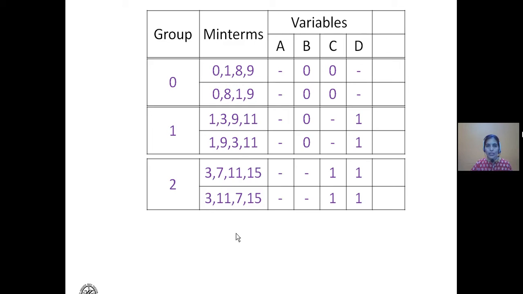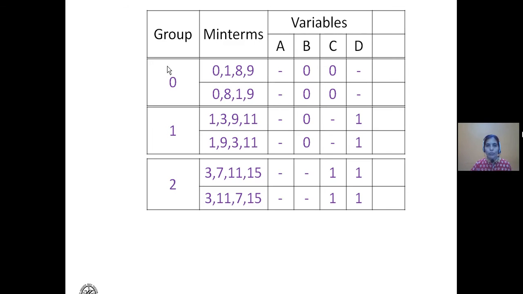Now let's look at whether we can go one step further to form a group of 8. The procedure is the same. Group 0 will be compared with group 1, and group 1 will be compared with group 2. But the comparison will start with matching of the dash first. Now there are two dashes in two columns, and these would be matched. If these two dashes match, then only the further comparison will take place.